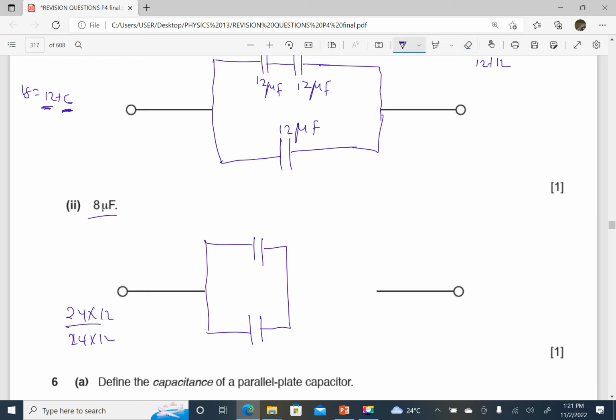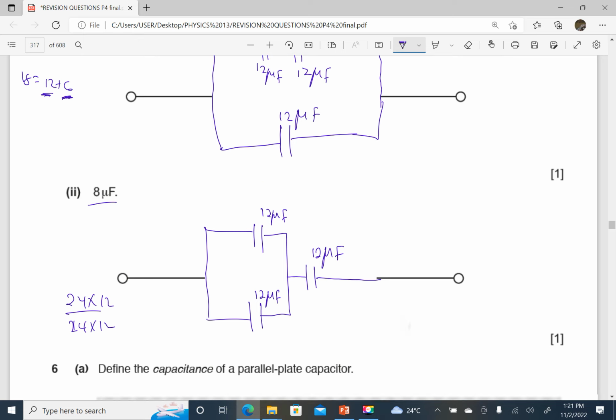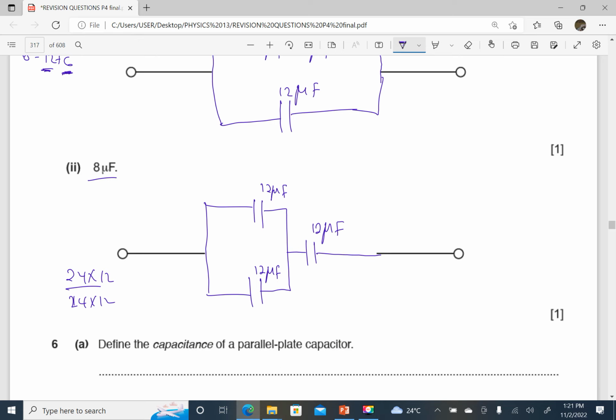That means I must add another capacitor here in series. Okay, so this is going to be the circuit. This is 12 and this is 12. Those ones in parallel give me 24, but then in series with another one, that is 12, giving me a total of 8. So we just join this one there and we come up with such a circuit.